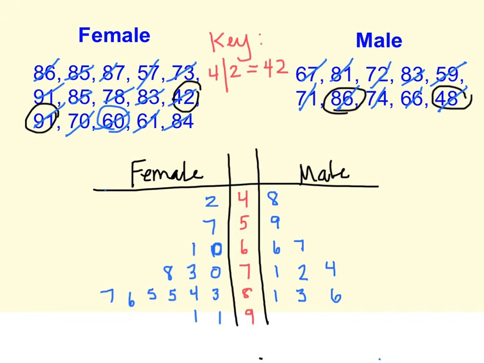So that's how you create a back-to-back stem and leaf plot. It allows you to compare the males versus the females in whatever this data set represents. So you can make some comparative statements about the female scores versus the male scores now that we can see the distribution of the whole thing.